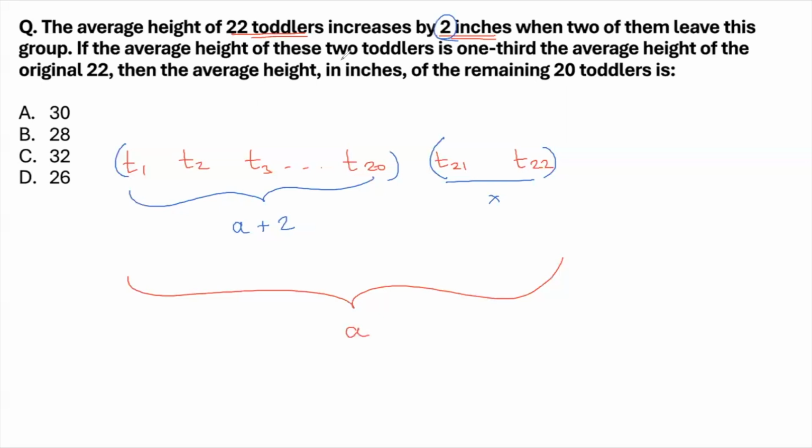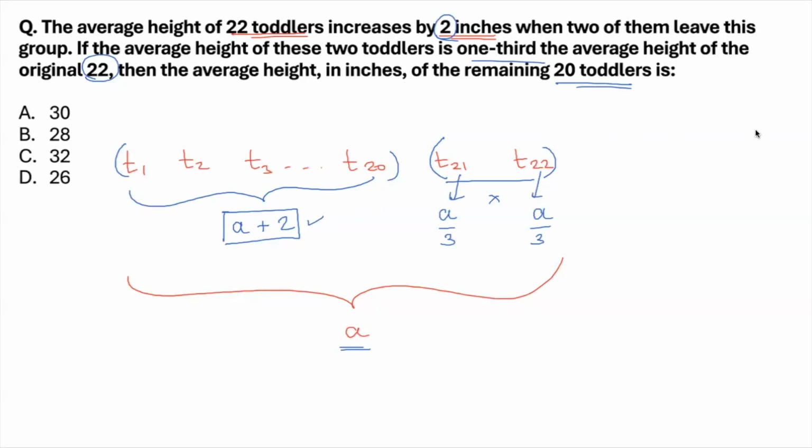If the average height of these two toddlers is 1/3 the average height of the original 22, where the original average was A, then 1/3 of this is the average height of each of these toddlers. So the average height of this toddler is A by 3, and this toddler is also A by 3. Then we're supposed to calculate the average height of the remaining 20 toddlers, the value of A plus 2. So that's our target.